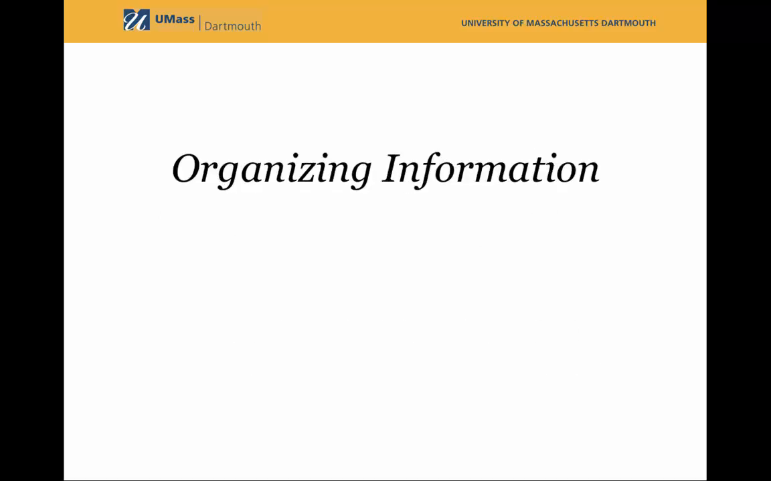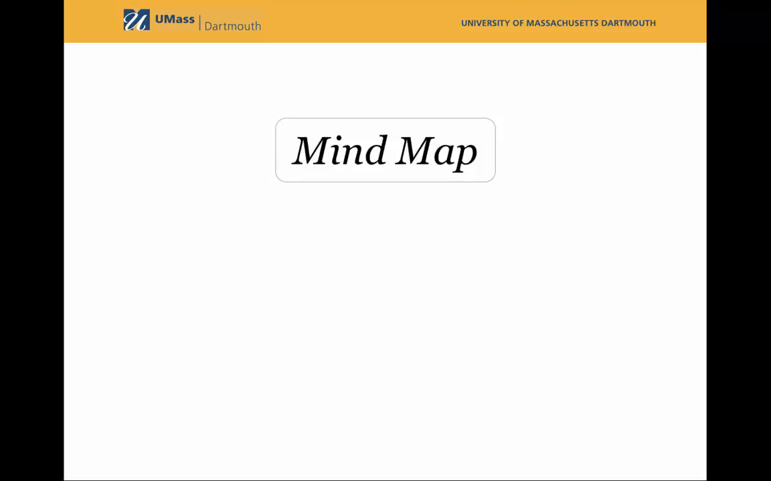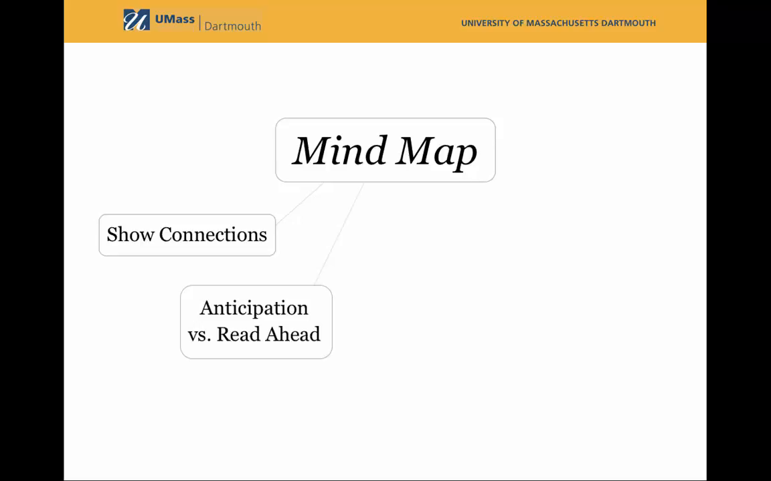When creating a PowerPoint presentation, I recommend organizing information through text placement and pacing. One way to do this is by creating a mind map. A mind map will help you to show connections between information or between data. It will also promote anticipation instead of allowing your audience to read ahead. When people read ahead on your slides, when they get to the end, their mind tends to wander.